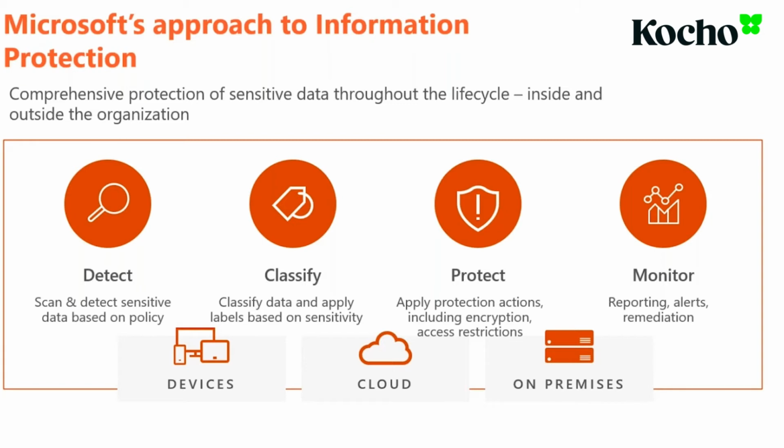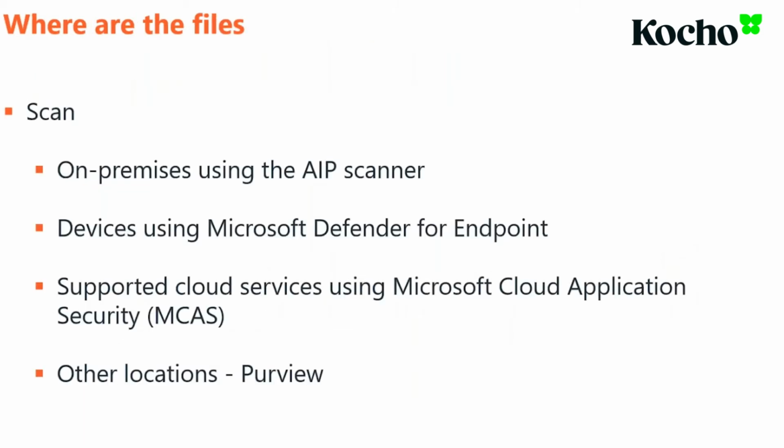And then we need to monitor this. We need to report on when classified files are being sent out of the organization through any medium, whether that be stored to a USB stick or added to a Box or a Dropbox account. And we can do all of this using a variety of tools.